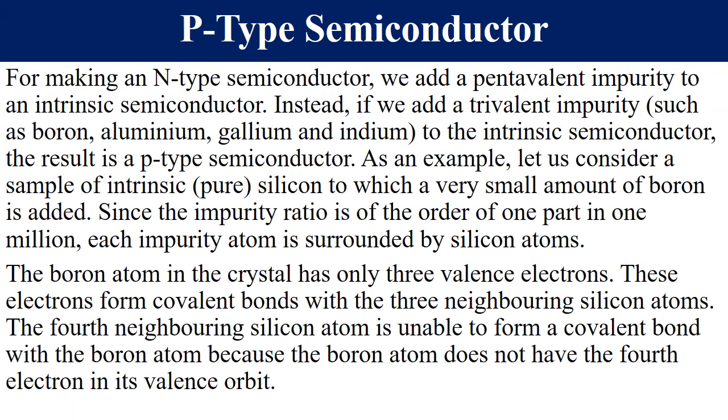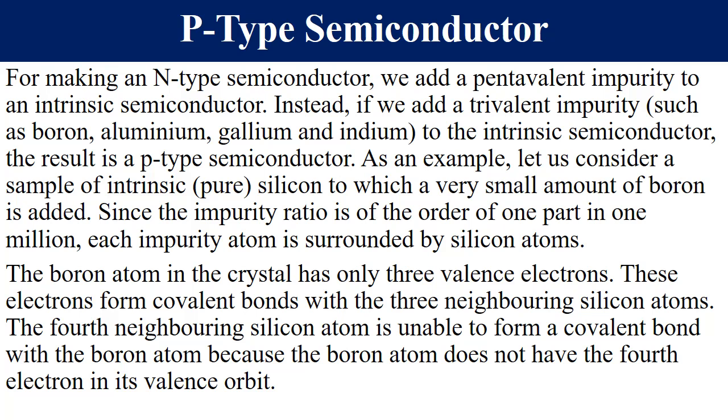P-type semiconductor. P stands for positive, and this is formed when we dope a semiconductor crystal with a trivalent atom or trivalent impurity. A trivalent atom has 3 electrons in the valence shell, which means if we add it to a semiconductor crystal, it will form covalent bonds with only 3 atoms, and it is finished, which means that we are going to have an incomplete bond with the 4th semiconductor atom.